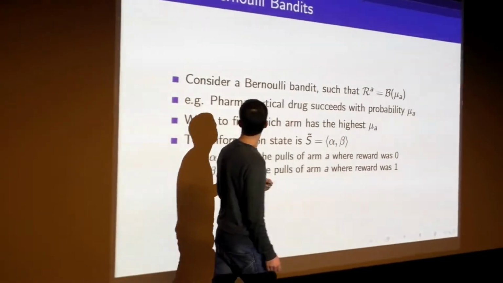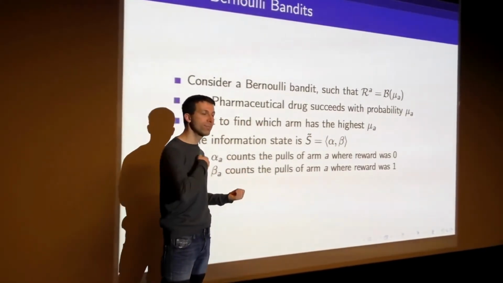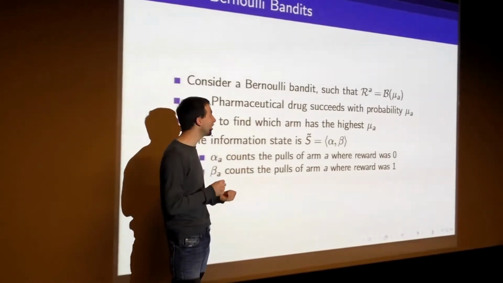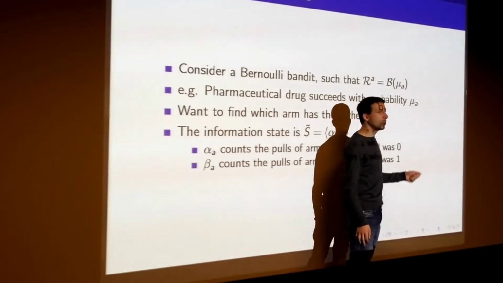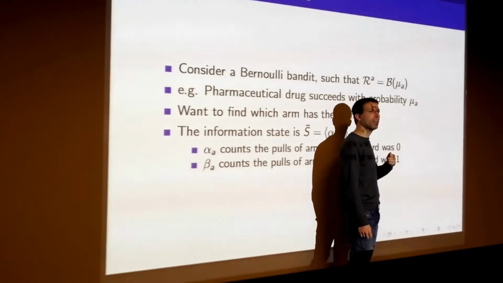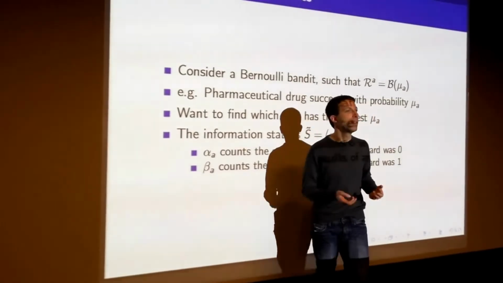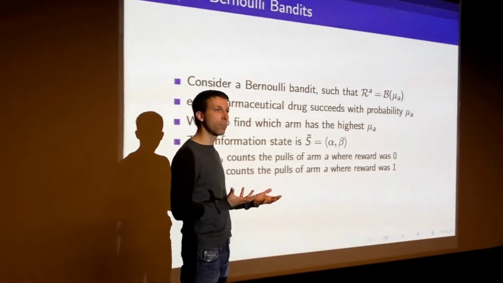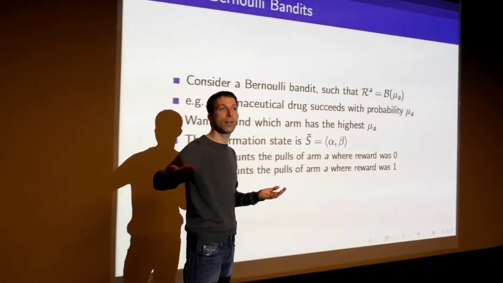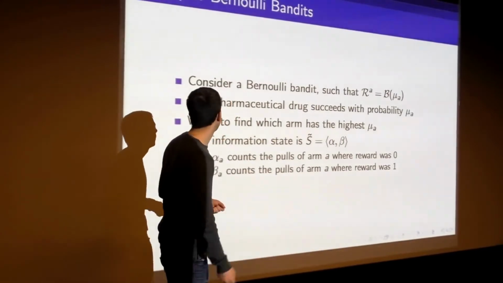An example of this would be a pharmaceutical drug company, and you want to do a test, and you want to try someone on this drug, and with probability mu A they get better, and with probability 1 minus mu A they don't get better. That's your Bernoulli bandit problem, and you want to find the medication, the drug that's got the most chance of succeeding.